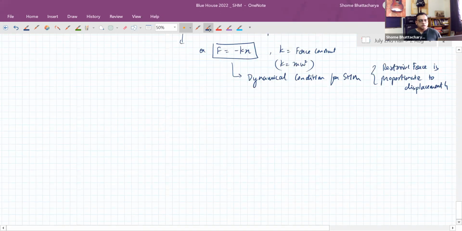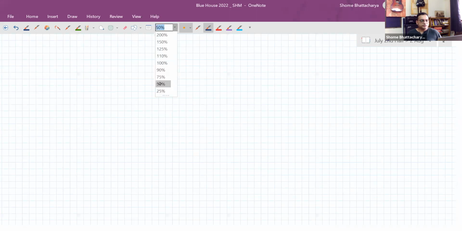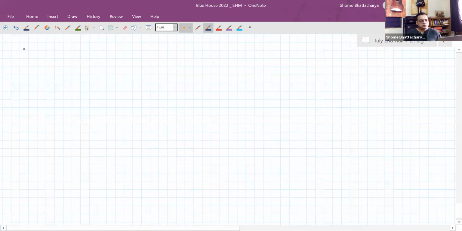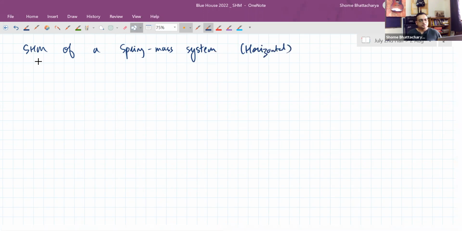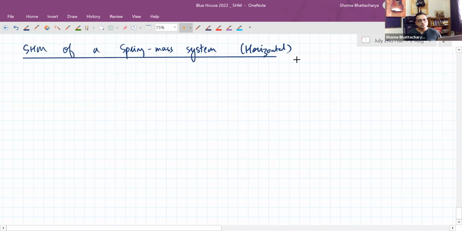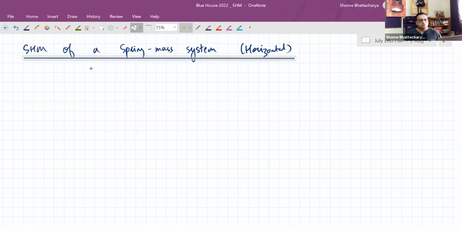Right. So now, as our first example of dynamics of SHM, we will see SHM of a spring mass system in horizontal orientation. So this is the simplest dynamical example of SHM. So of course, remember, for any oscillation, there should be no non-conservative force.